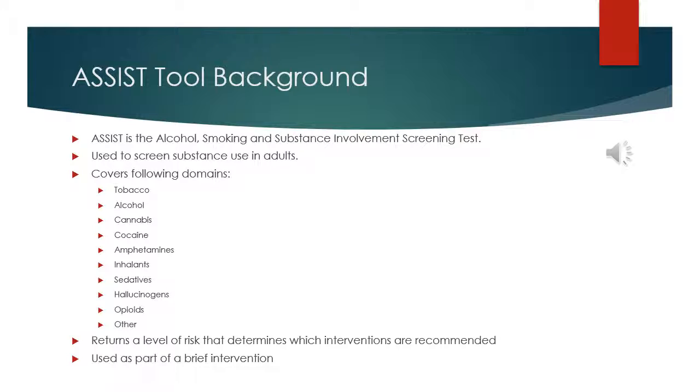I'll give you some background on the ASSIST tool. The ASSIST is the alcohol, smoking, and substance involvement screening test. It's used on adults and covers the following drug domains: tobacco, alcohol, cannabis, cocaine, amphetamines, inhalants, sedatives, hallucinogens, opioids, and other drugs that the client may use. The ASSIST calculates someone's level of risk and the level of intervention that someone requires. After the assessment, the ASSIST can also be used in a brief intervention to help explain issues with the client, as well as track changes over time.